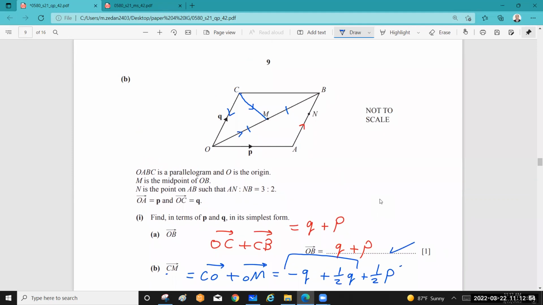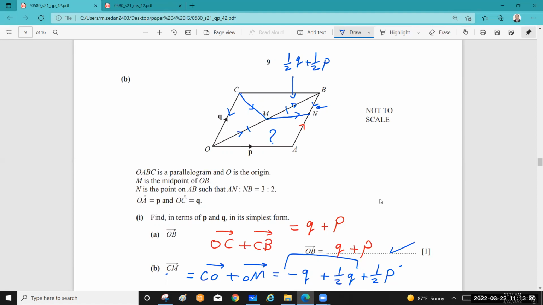MN, where is the MN? Look at this one. MN can be obtained from this shape, this quadrilateral, or this triangle. The triangle is better. I have the vector MB, the same as vector OM, and this vector is half Q plus half P. But I need to calculate this vector, BN.